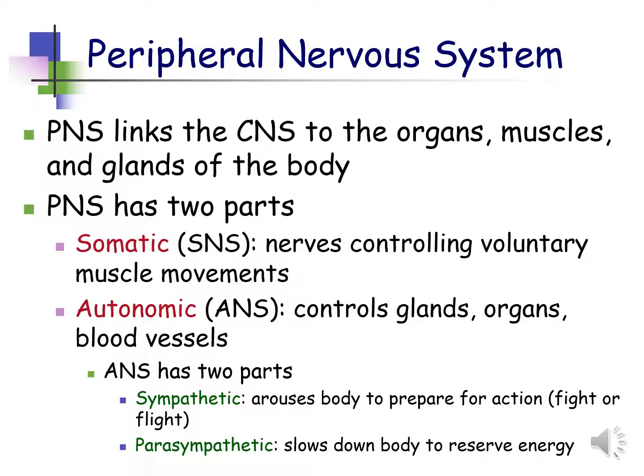The autonomic system controls your glands, organs, and blood vessels, things that you have to be specially trained to have any influence over, because usually they're automatic. It too has 2 parts, the sympathetic and the parasympathetic systems.